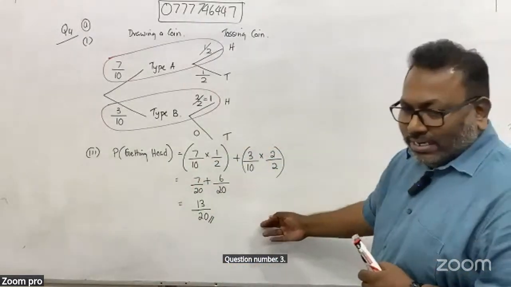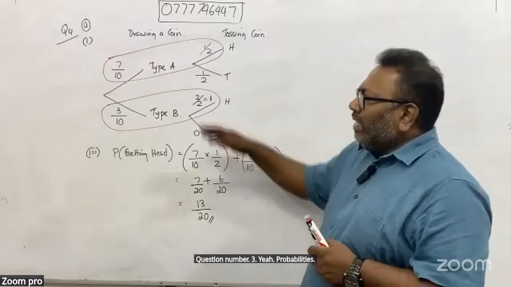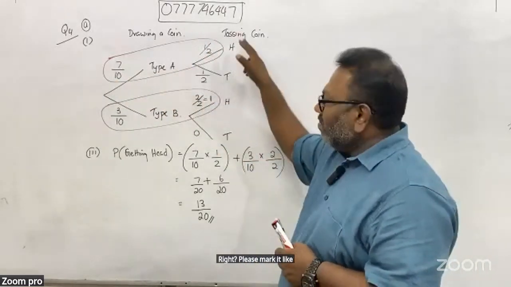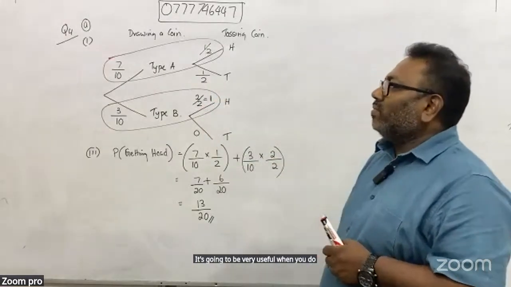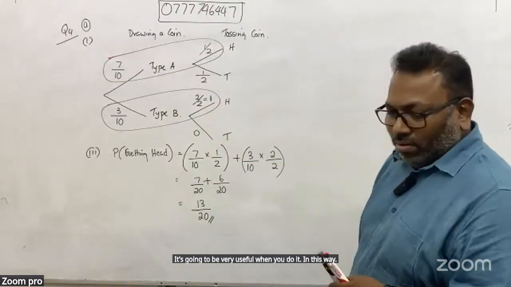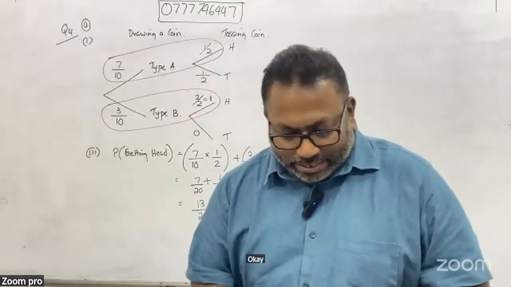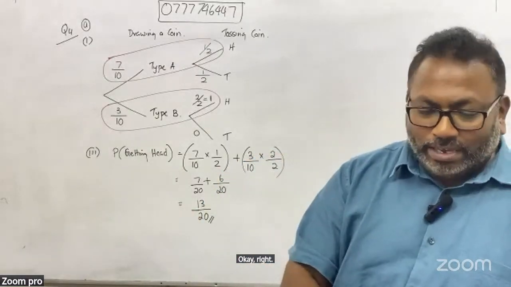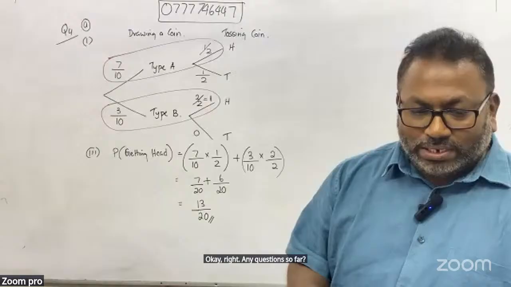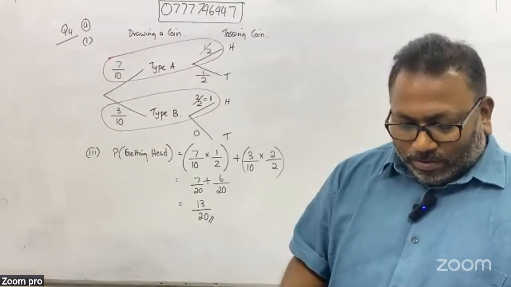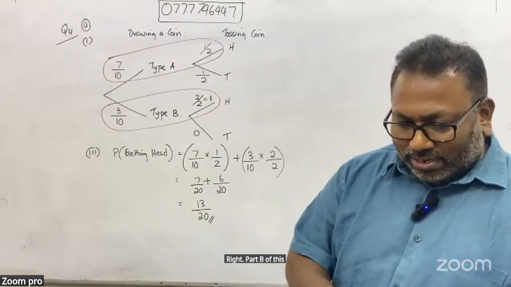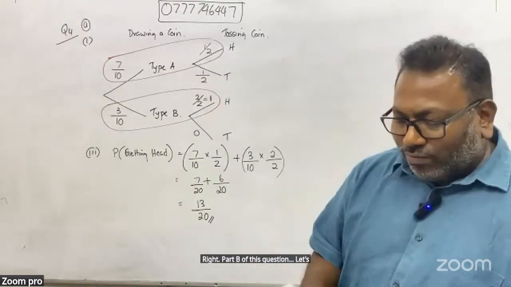Please mark the probabilities like this in the diagram. It's going to be very useful when you do it in this way. Any questions so far? Part B of this question. Let's look at that carefully.